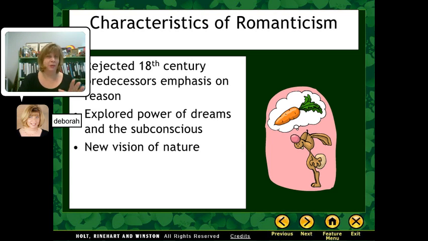So some of the key characteristics of the Romantic movement, and this was something that applied to literature, but also to music and architecture and fashion and all different sorts of styles and expressive movements, is this rejection of the 18th century emphasis on reason, the power of dreams and the subconscious, and this new way of thinking about nature and man's relationship to nature.